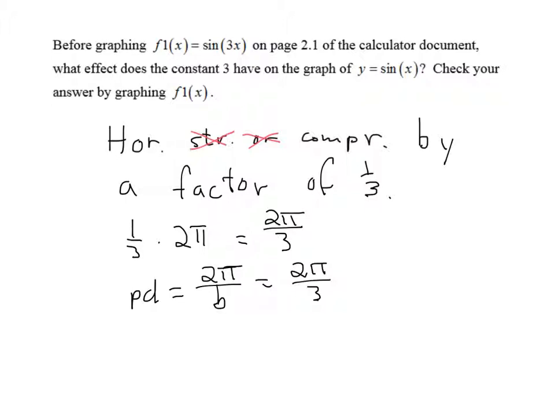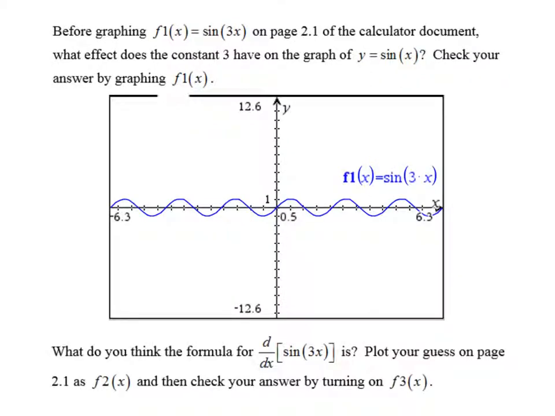Plug it in as f1 of x, right? f1 of x equals the sine of 3x. We can see, indeed, the effect of compressing the graph of sine of x by a factor of 1/3. I've already got the window set up to go from negative 2 pi to positive 2 pi. So we can see that now we're getting 3 cycles, right? 1, 2, and now 3 within the normal period of 2 pi. So that does mean we've compressed it by a factor of 3.